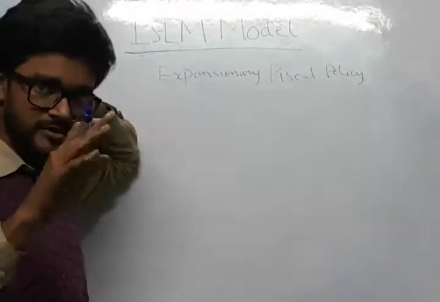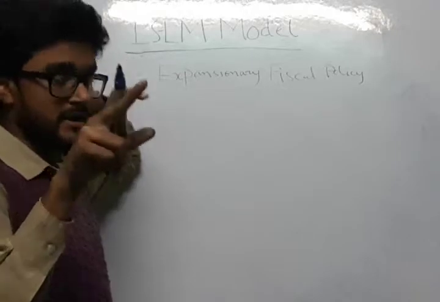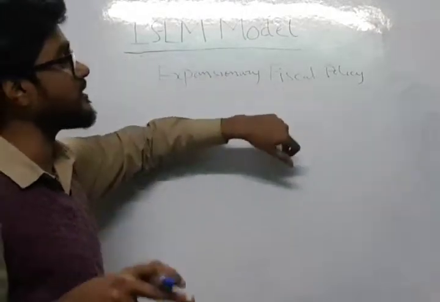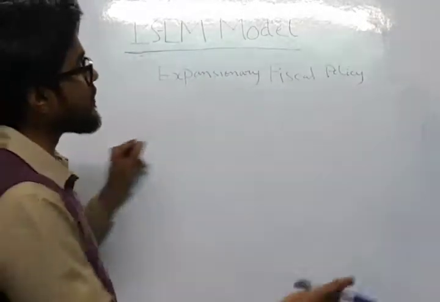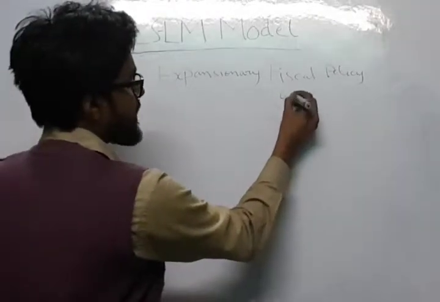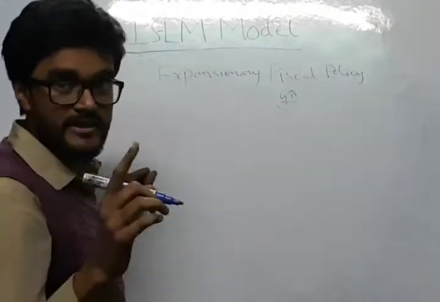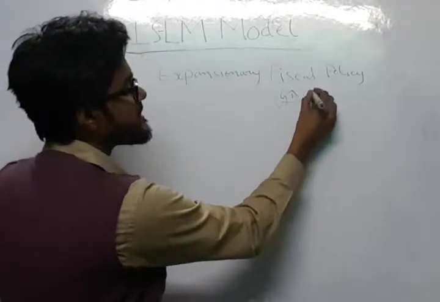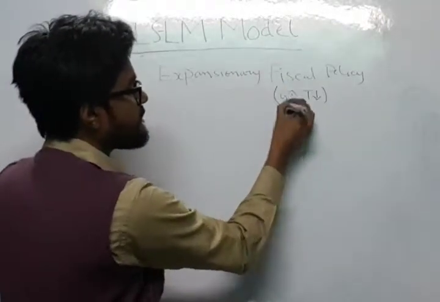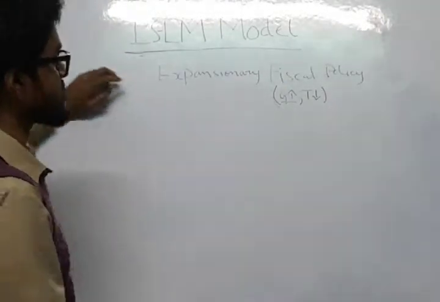If there is a decrease in money supply, we call it contractionary monetary policy. Now today, we'll just focus on increasing government expenditure or decreasing tax, because this is beneficial from the expenditure perspective.